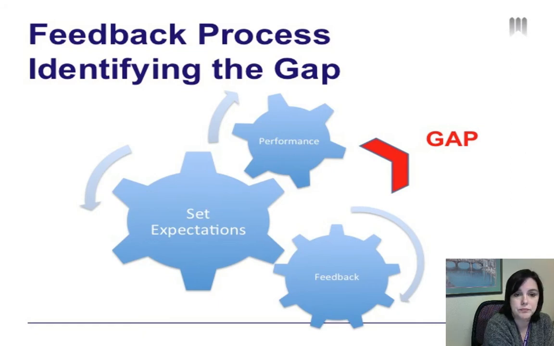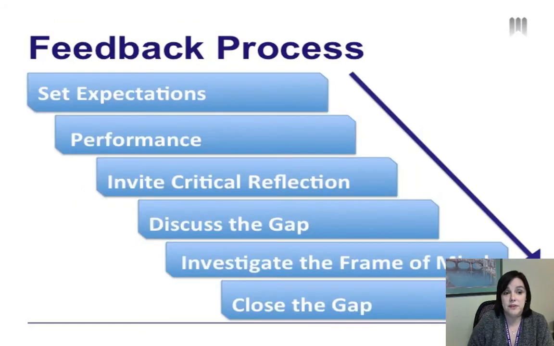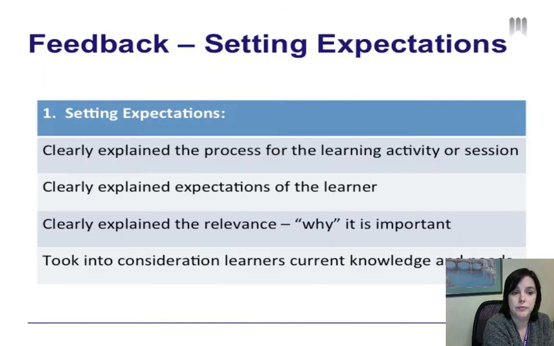And that's what we want to narrow, that gap between the intended level and the actual level of performance. So a process for providing feedback: one, you're going to set expectations. Two, you're going to ask the learner to perform, and you're going to observe the performance. You're going to ask the learner for their own perspective and invite critical reflection on their performance. You're going to discuss the gap in the performance and investigate the learner's frame of mind so you understand the drivers behind the behavior that you observed. And then you're going to help them close the gap by negotiating a learning goal.